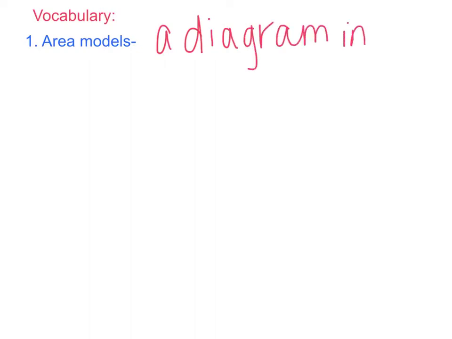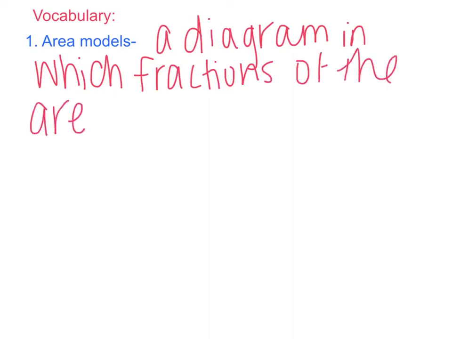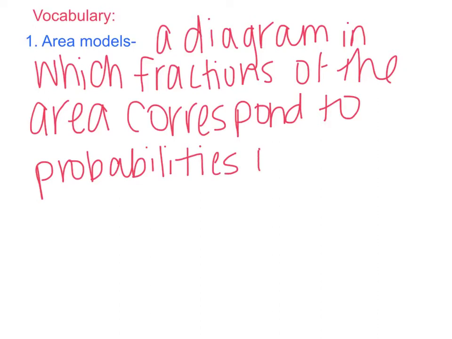The first one is going to be the definition for area models. So an area model is a diagram in which fractions of the area correspond to probabilities in a situation.